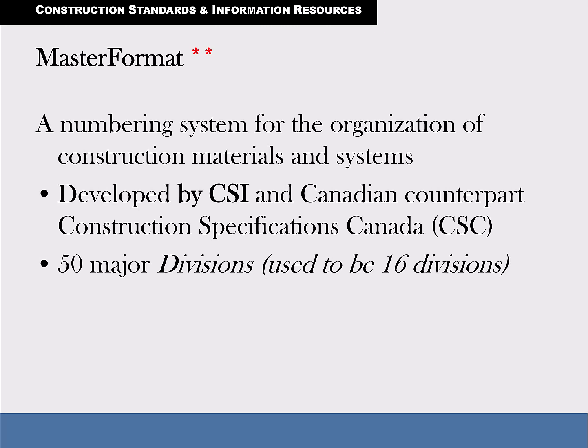And so the order of the materials and how they'll be listed in the specification, you can go to Section 5 and always find the steel section, and within there are subdivisions too. So nowadays there are 50 major divisions. There used to be 16. So if you're looking at older drawings, that's kind of important to know. Some of those moved around a little bit and some of them stayed the same.